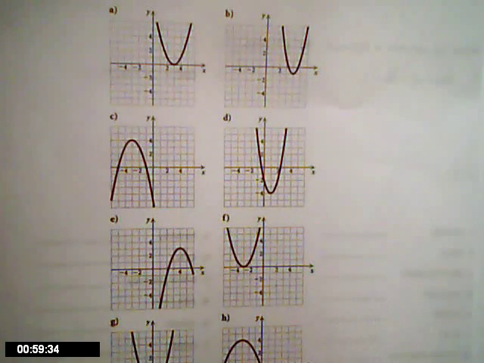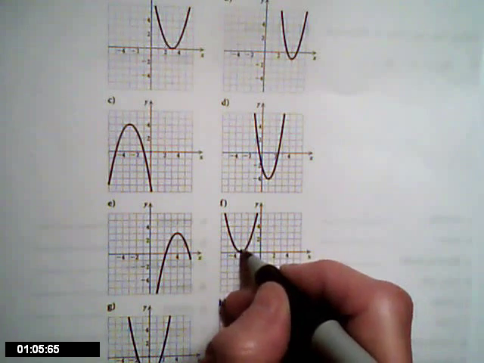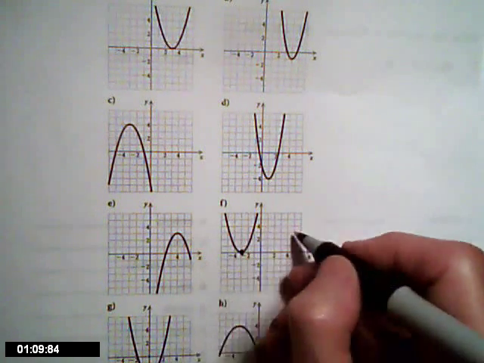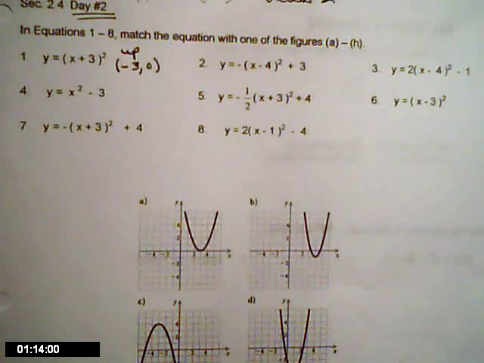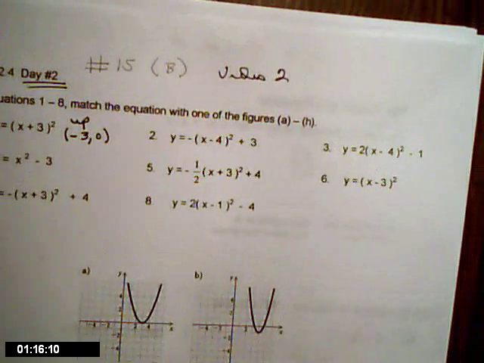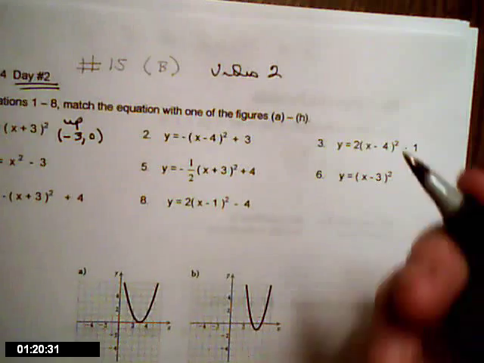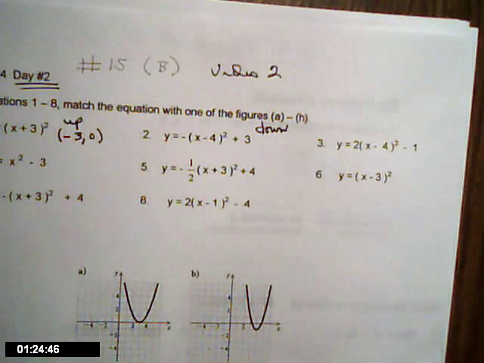If you will look at graph F, 1, 2, 3, this vertex is at negative 3, 0, and the parabola does open up. So that's going to be problem number 1. Alright, let's look at the second equation. Y equals negative x minus 4 squared plus 3. This is a graph that is turning downward.